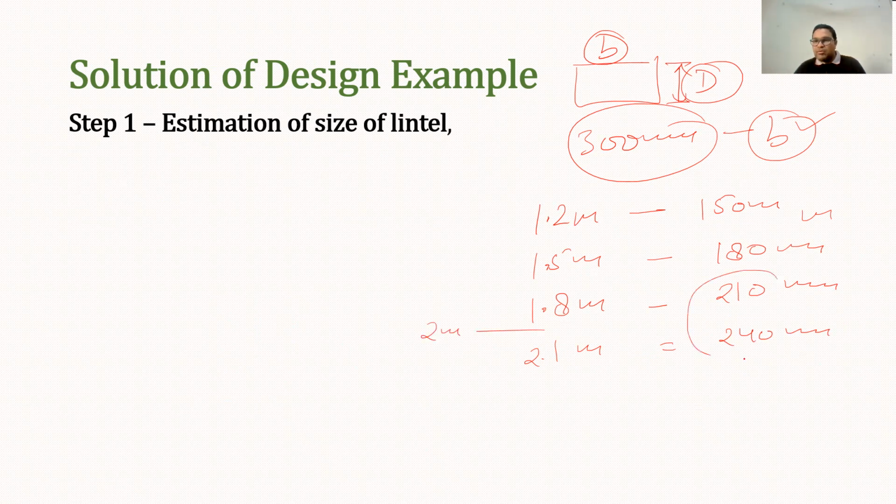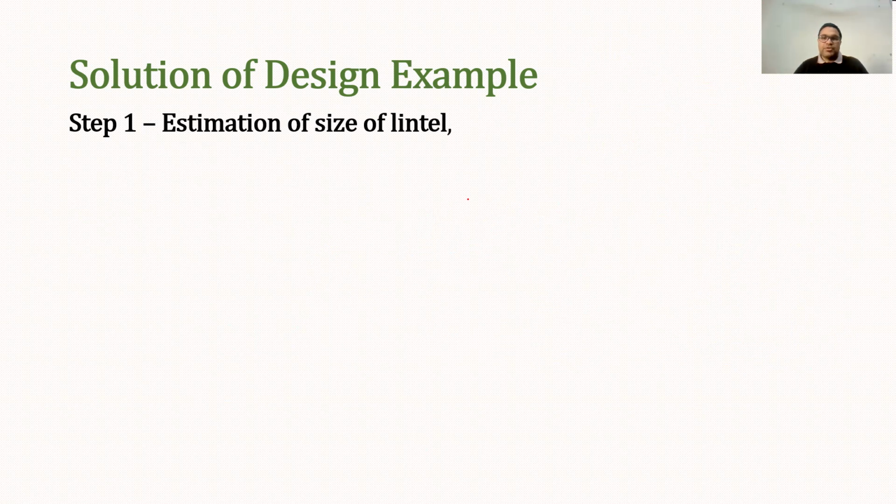So our width of opening is 2 meter. So it will be between 210 to 240. So say we will adopt D as 220 mm for initial estimation, although we will check whether this depth is sufficient or not in the later stage, but for initial estimation, we will be taking this as 220 mm.